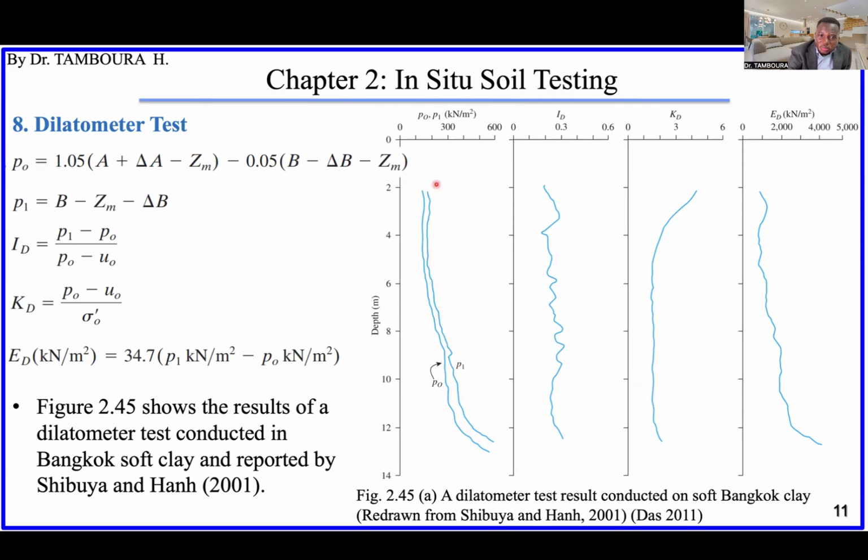P1 is this one. This is the pressure required to expand the plate, the membrane, 1.1 millimeter. And this ID is this one, the material index. KD, I told you you will be able to obtain K naught from this one later, this formula. And the modulus, the dilatometer modulus. This is a typical result from a dilatometer test.